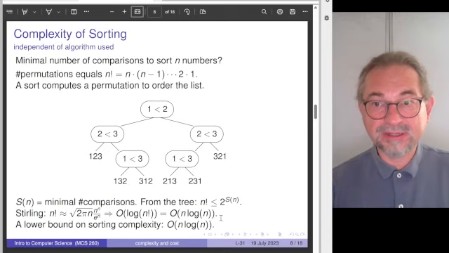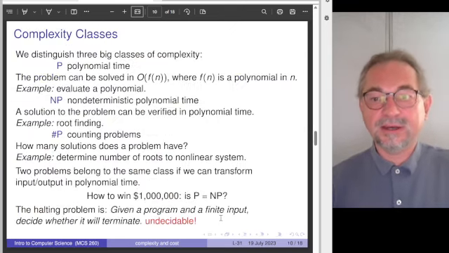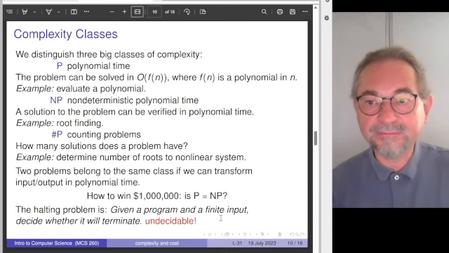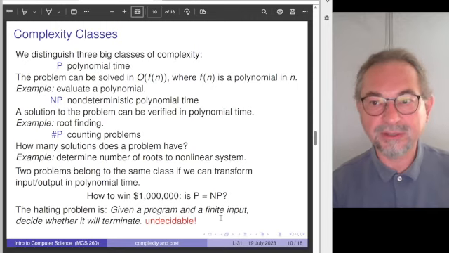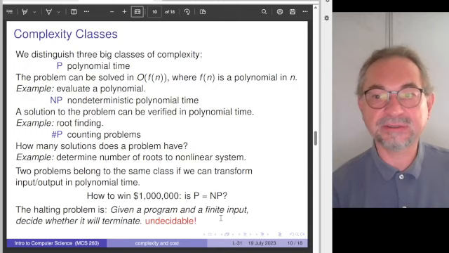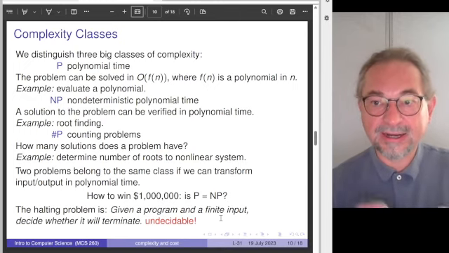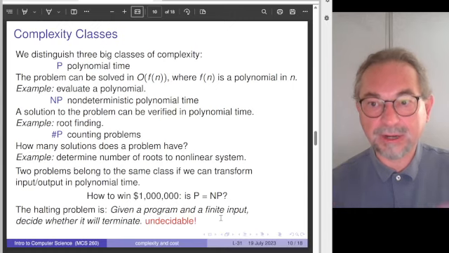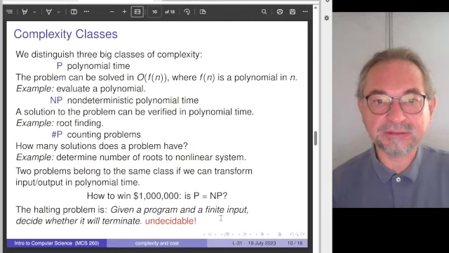We have a sort in Python, so we will check how good this sort is in Python. Okay, we have different costs: logarithmic, polynomial, exponential, three different distinct classes. So we can try to classify any arithmetic problem in one of the complexity classes.